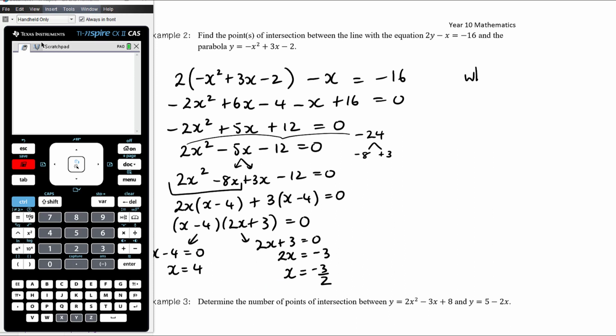Okay, so sorry, I should have left just a little more room here. So when x equals 4, we know that 2y minus 4 is equal to minus 16. So adding 4, that's 2y equals minus 12. So y is minus 6.